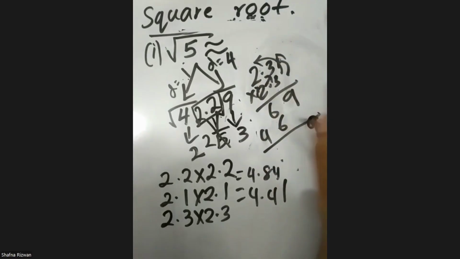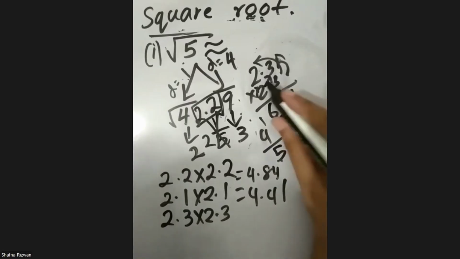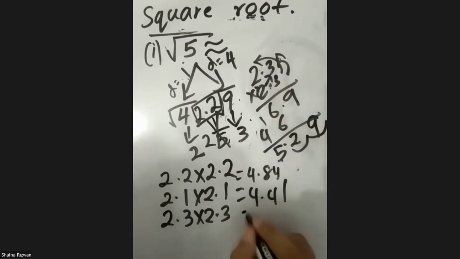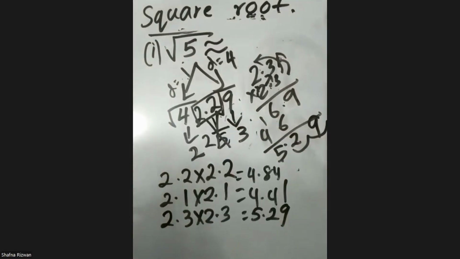And 9 here. 6 plus 6 is how much? 12. 4 plus 1 is 5. Now 2 decimal places, now bring it here. So 5.29. I want the amount 5.